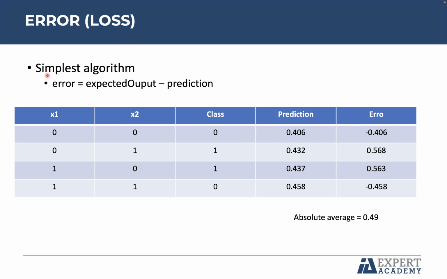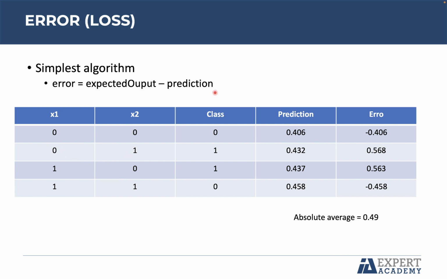We are going to use the simplest algorithm that we used for the single-layer perceptron, which is the expected outputs minus the prediction. Although this equation is quite simple, it is adequate to solve the XOR problem. Later in this course, there is a lecture that shows other ways to calculate the error, which are more suitable for more complex problems. In the first column of this table, you can see x1, in the second x2.